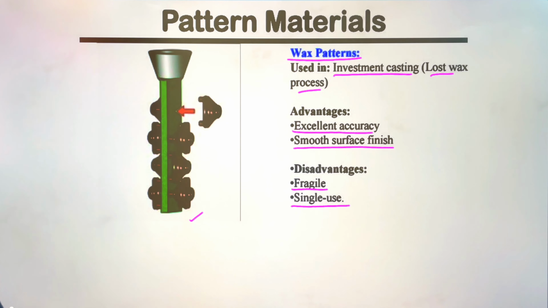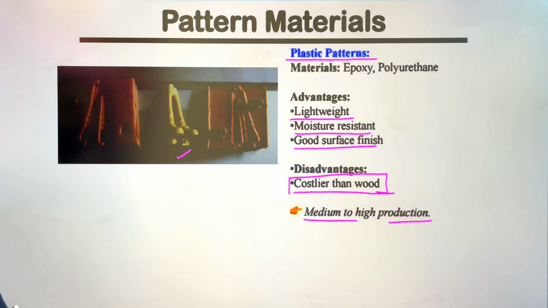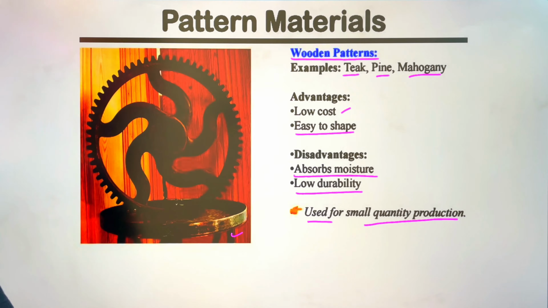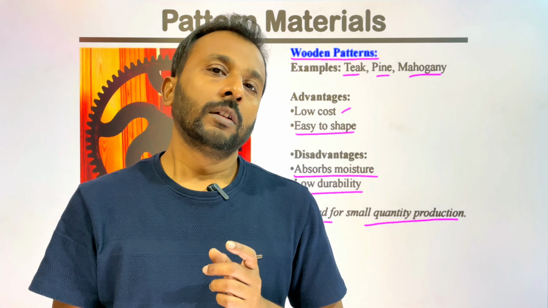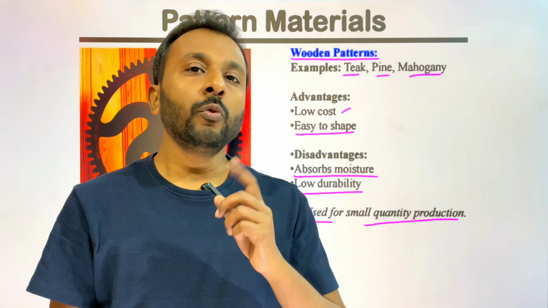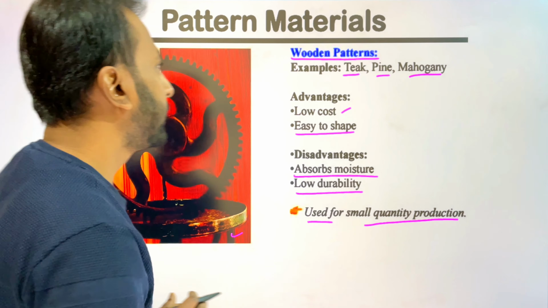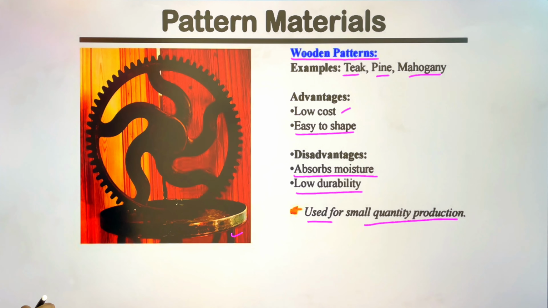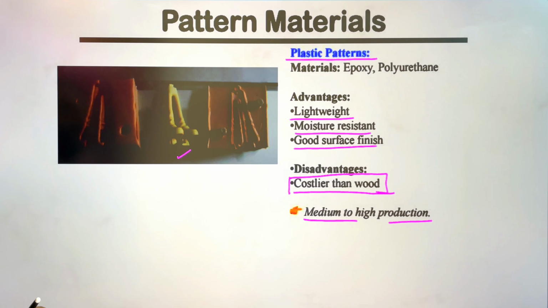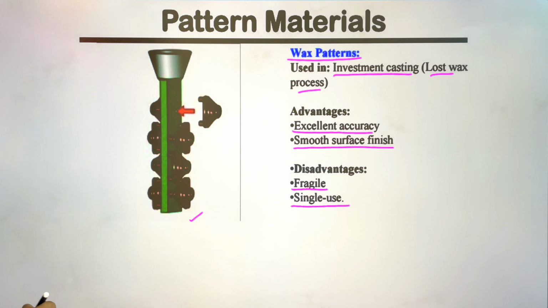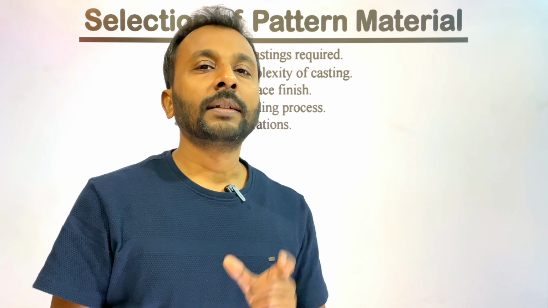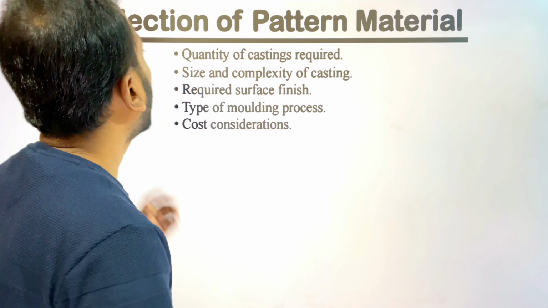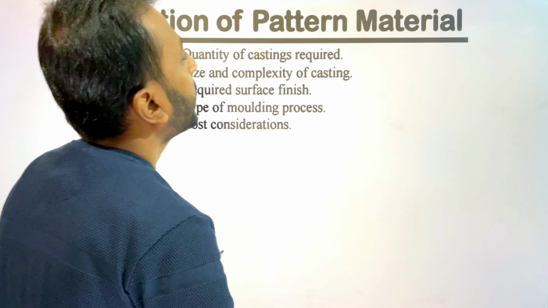So I have discussed the wax pattern, the plastic pattern, the metallic pattern and the wooden pattern. For a beginner molder, it is difficult to choose the correct pattern material. I have to choose a wooden pattern or metallic pattern or plastic pattern or wax pattern. This is very important. It depends on the factors of the molding process. So what is the selection of pattern material?